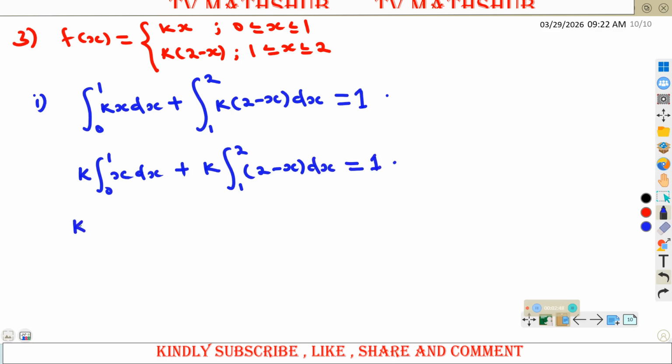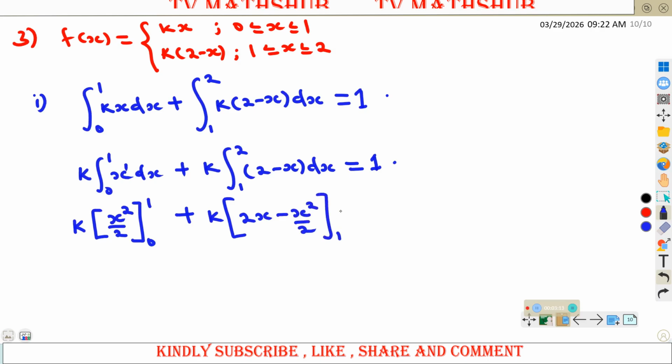So from here we shall integrate x with respect to x. That will be x squared divided by 2. Increase the power of x by 1 and divide by the new power. So put your limits, plus k, do the same here. This is 2x minus x squared divided by 2 from 1 to 2, which is equal to 1.